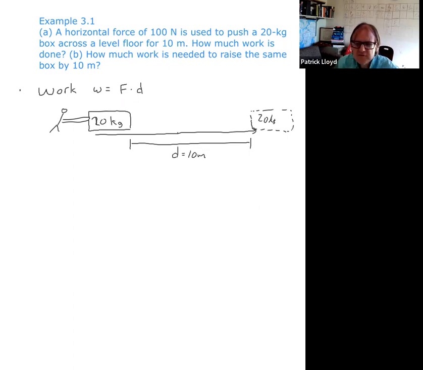Well, this equation for work is very simple. It just says whatever force is being applied times the distance that the object travels. So that would be 100 newtons times the distance that we travel, 10 meters. So that's 1,000 newton meters. Now, typically work units are either in joules or kilojoules.